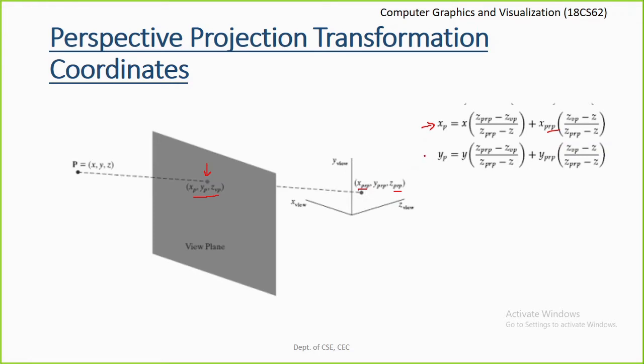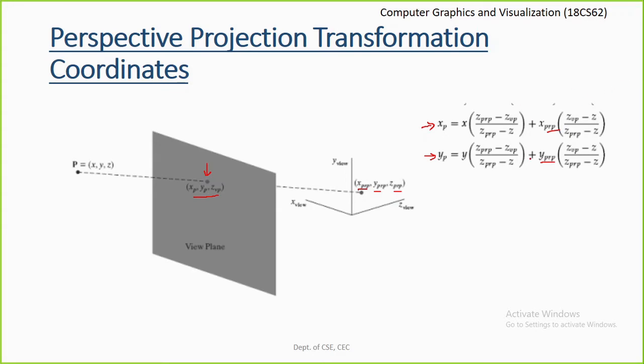Similarly, we have the equations for the y coordinate of this point on the view plane, yp, which is given as y into zprp minus zvp divided by zprp minus z plus the y coordinate of the projection reference point yprp into zvp minus z divided by zprp minus z. Observe only the x and y terms are changing here. Rest of the things are the same for these two equations. If you're calculating the x coordinate value, you use x and xprp. If you're calculating the value for the y coordinate on the view plane, you need to use the y coordinate value of the point and the y coordinate value of the projection reference point. Other values remain the same.